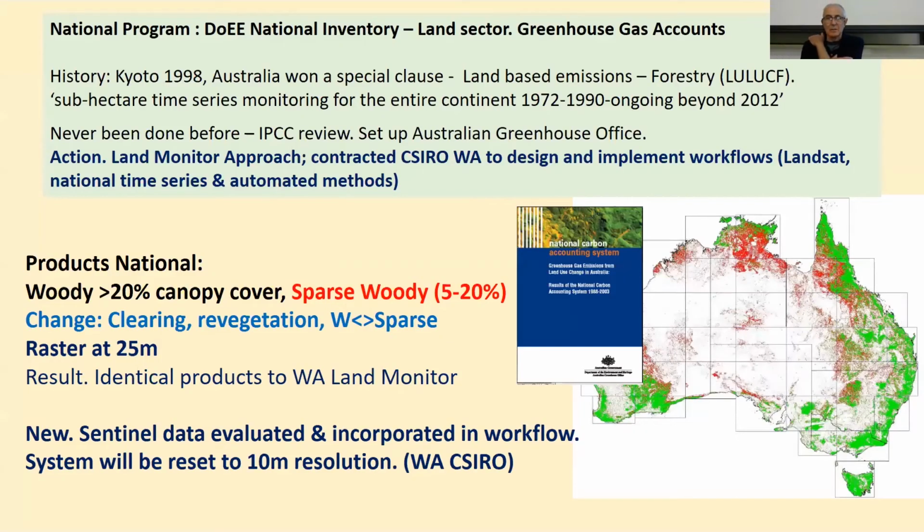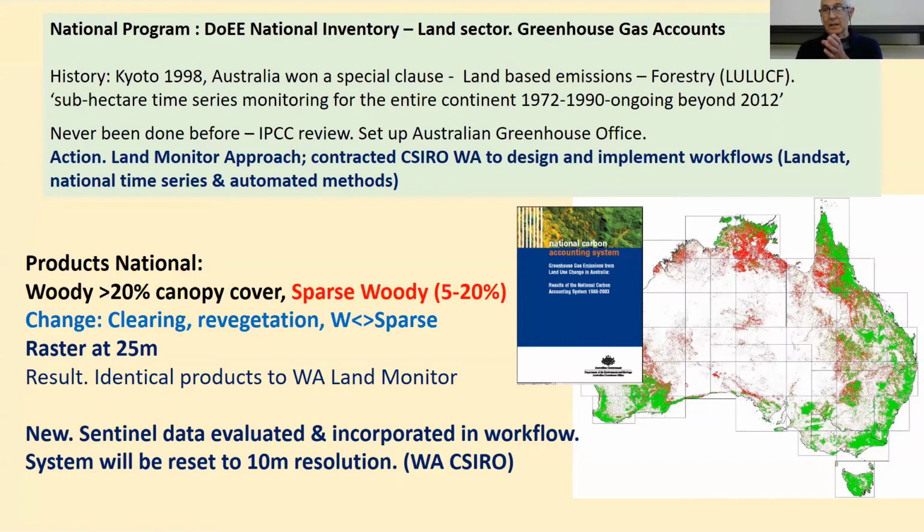And so I'm going to move straight on to the national program, which there's quite a good story behind. When the Howard government signed the Kyoto Protocol in 1998, Australia had argued for a special clause to include land-based emissions from forestry. The Europeans hated it and argued against it, and they eventually gave in. But that meant Australia had to produce something that had never been done before and present the results and the whole methodology to a really critical review by the IPCC.